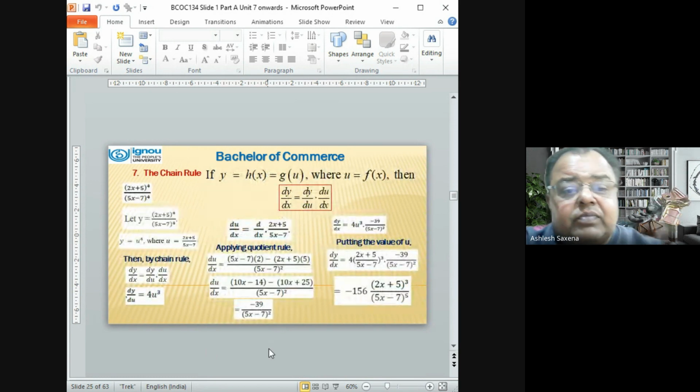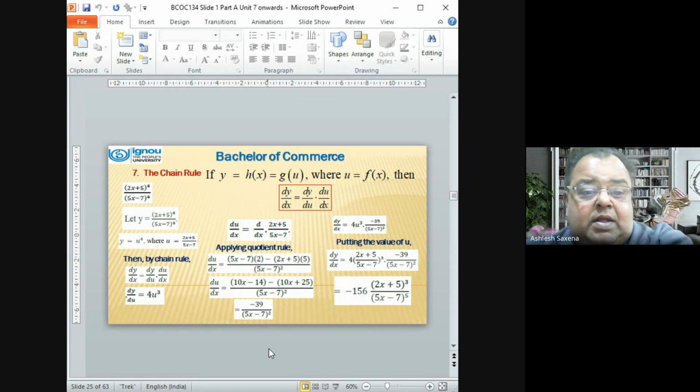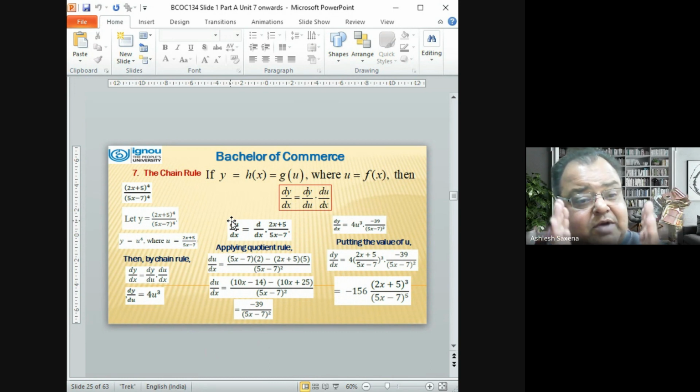Now we will see how that works. I'm going to apply the chain rule. This is something composite. Your problem is here. You can see that it is (2x plus 5) raised to the power 4 divided by (5x minus 7) raised to the power 4. What we will be doing? There are two methods of doing it. First of all, it is applying the quotient rule.